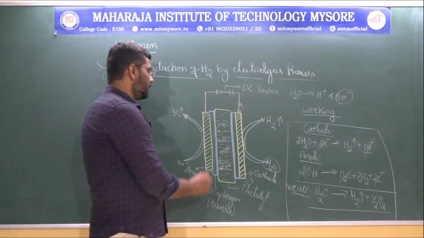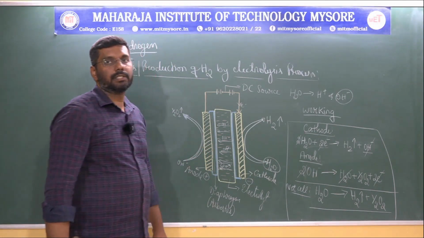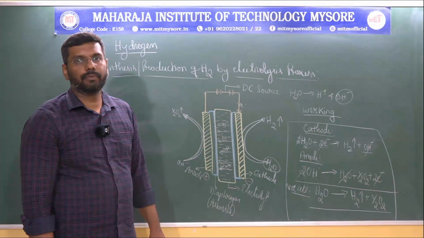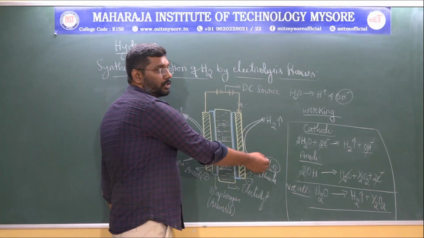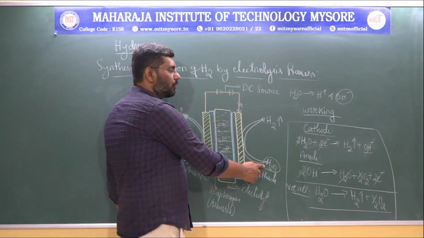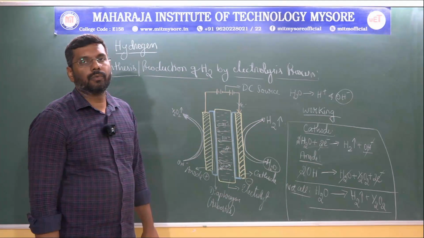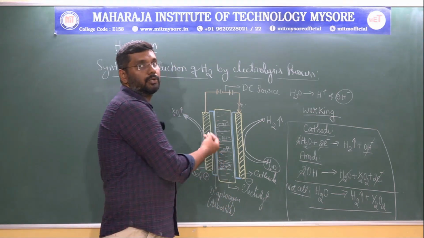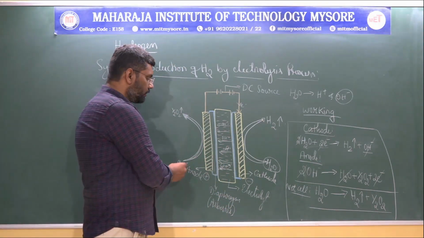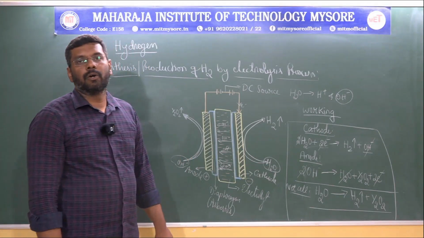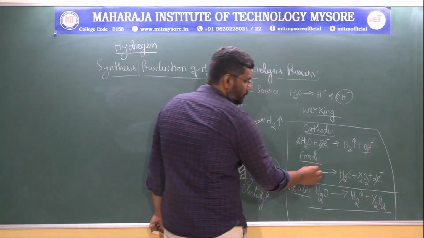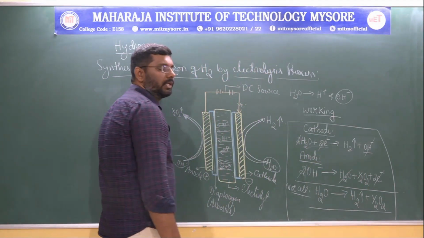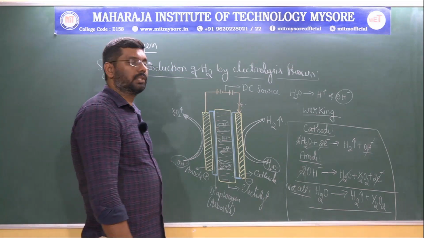Once again I am repeating here, in the alkaline electrolysis process we are just passing electricity through the DC source towards the cathode, where it brings about the reduction of the water molecule from H2O to hydrogen, along with which OH minus ions are released. The released OH minus ions will migrate towards the anodic side, and at the anode oxidation takes place. Here OH minus ions, when they undergo oxidation, lead to the formation of water molecules along with the liberation of oxygen and electrons.